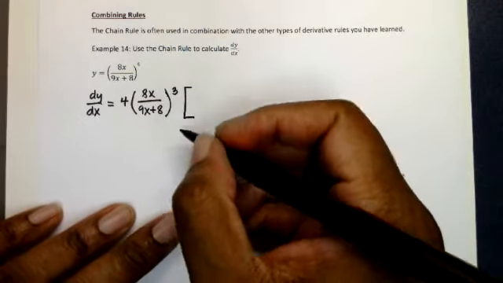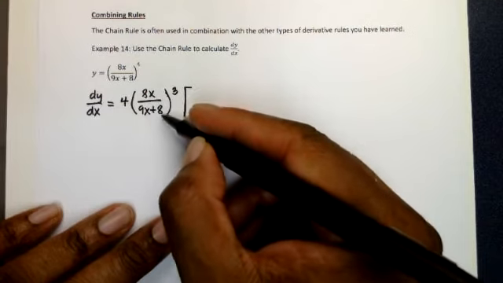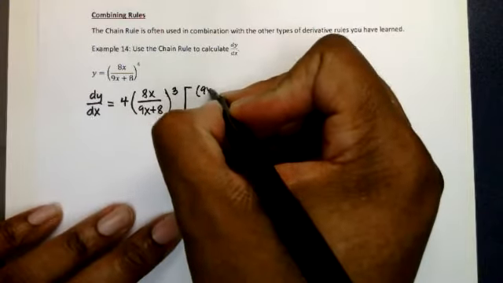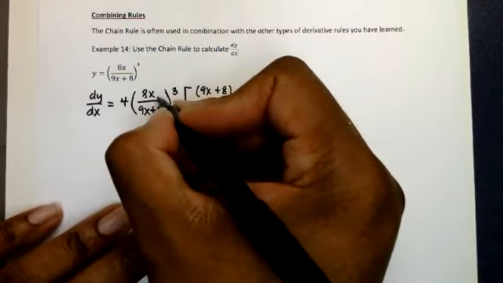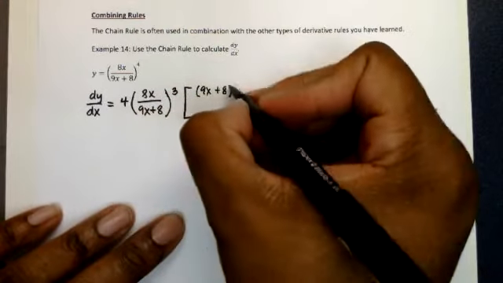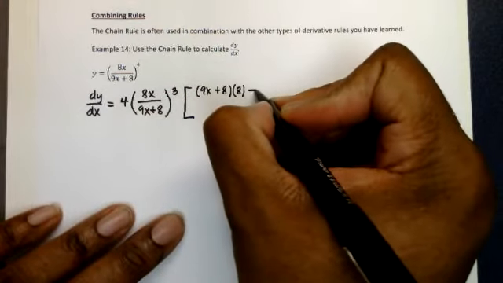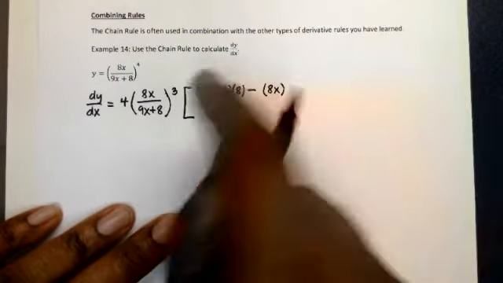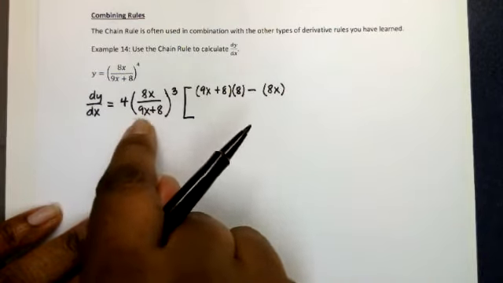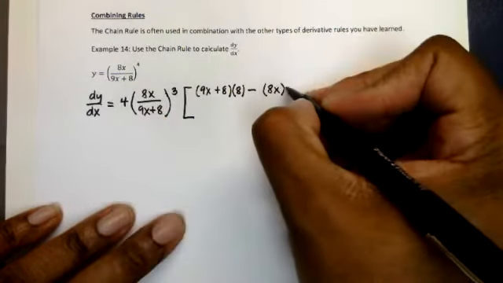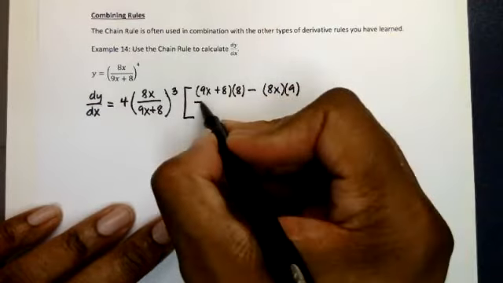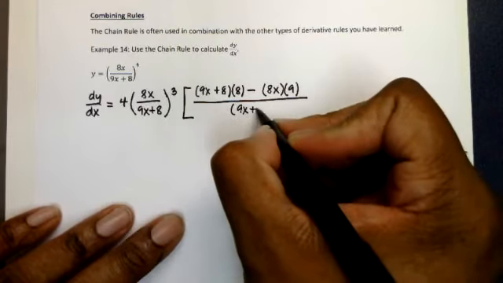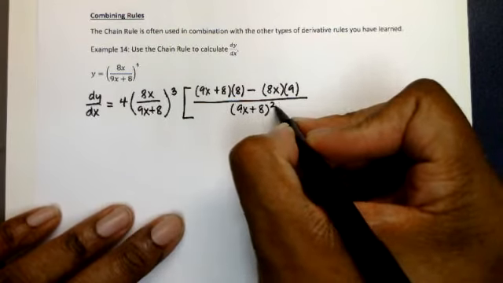All right, and when we do the quotient rule, this is my high and this is my low, so this means low, which is 9x plus 8, times the derivative of the high, the derivative of 8x would just be 8, minus your high, which is your 8x, times this derivative of the low. The derivative of 9x plus 8 would be 9. That's over the denominator squared, 9x plus 8 squared.